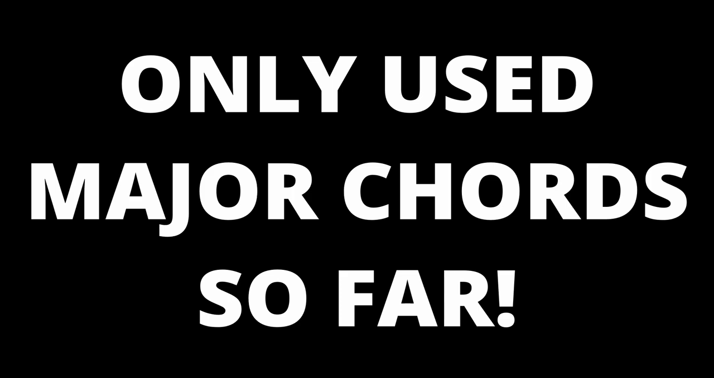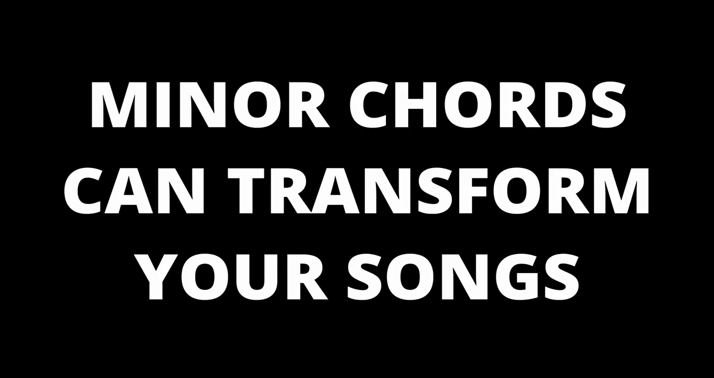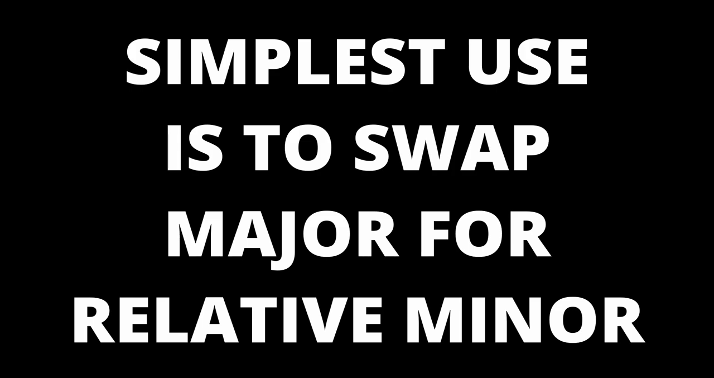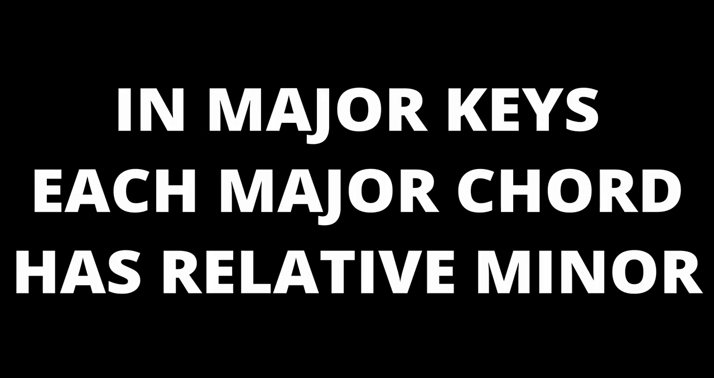So far, we've only used the major chords 1, 4, and 5. If you remember from the beginning of the video, we also had the minor chords 2, 3, and 6. These minor chords can add significant new colour to our chord palette and transform our song. An easy way to use minor chords is to swap out a major chord from a progression for its relative minor. Every major chord in a major key has a relative minor chord.